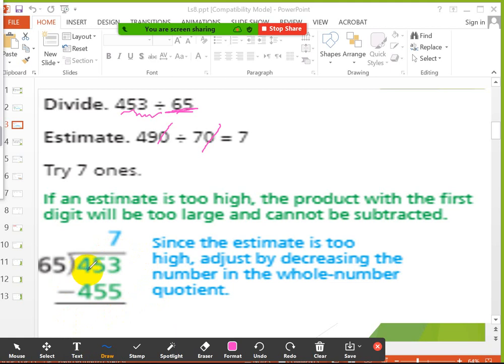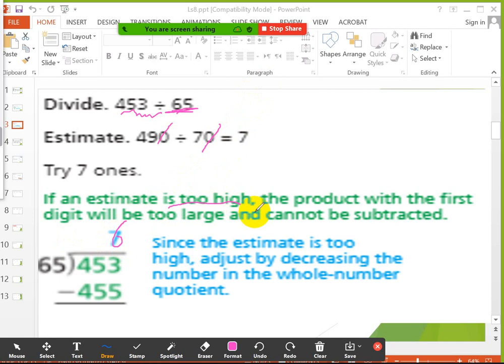That means my estimation is too high. Too high from the number. So the number will be less than 7. It will be maybe 6. The right answer is 6, not 7. So here the estimation is not correct. So my estimation is too high, and that's the idea in this lesson.